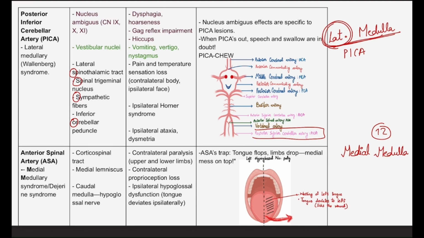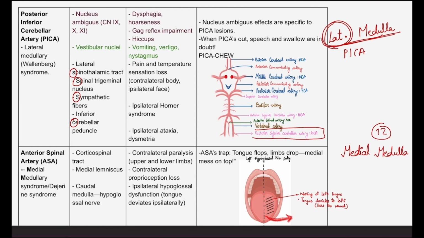So, to summarize it all about the anterior spinal artery or the medial medullary syndrome, they'll give you tongue deficit. They'll say that one side of the tongue is getting wasted and it's deviating towards this side. Also, they could give you vibration, proprioception, light touch loss, because that would be medial lemniscus. It's an M structure, so it's going to be medially. They could give you contralateral paralysis of upper and lower limb. So you know that, okay, this is a motor tract. Motor starts with an M, corticospinal tract is motor tract. So it must be medial.